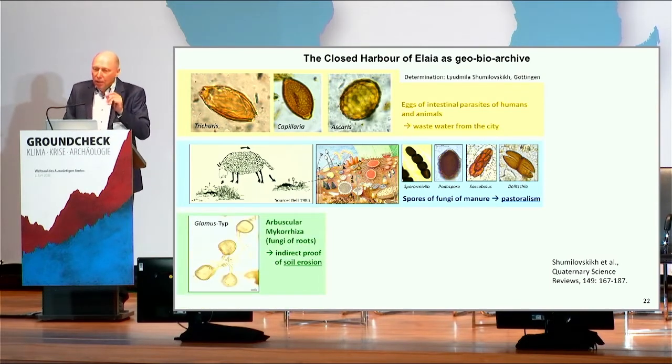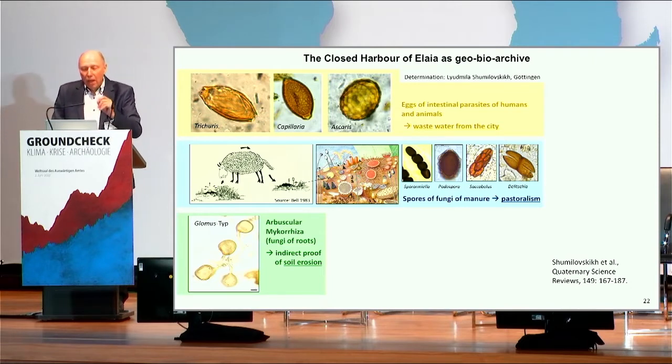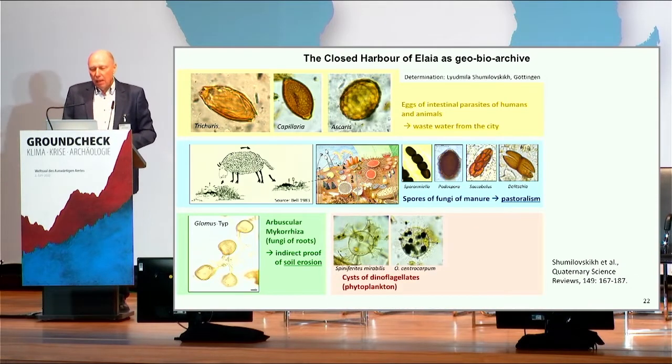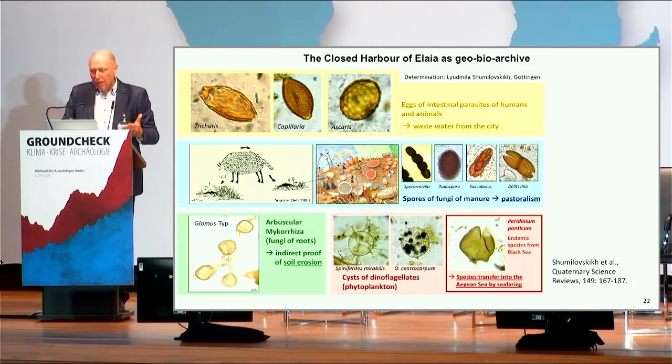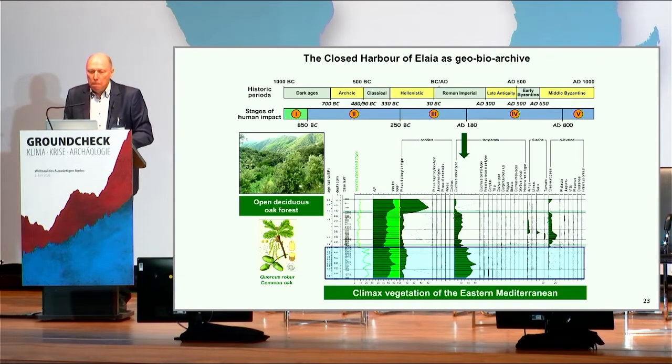We find, again, spores of fungi that live on roots. And if the roots are exposed due to soil erosion, then the fungi are in the sediment. And we find, and this is quite nice, a dinoflagellate. This is phytoplankton and a special species. And this species is endemic to the Black Sea. So when we find it in Elaia, of course, there is seafaring. It's an indirect proof of the seafaring in those ancient times.